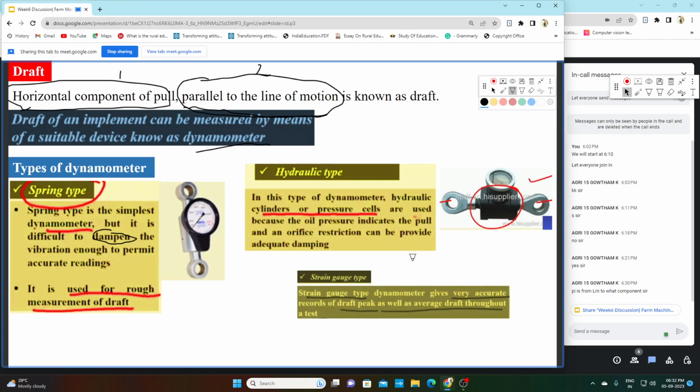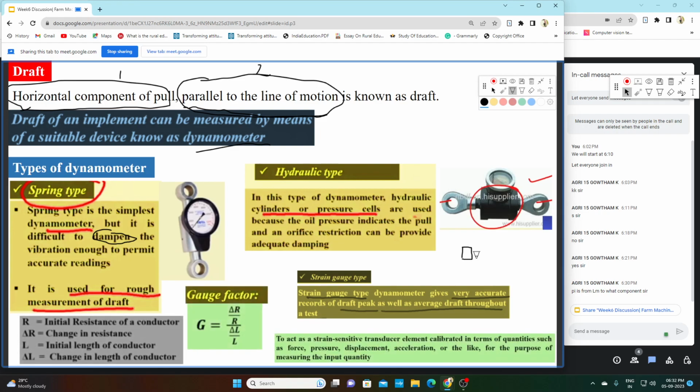And the last dynamometer, which is very much used in farm machinery, is the strain gauge type dynamometer. What is a strain gauge? Strain gauges are nothing but a sticker-like substance. We put the sticker where the force is acting. Every strain gauge has a factor called the gauge factor, which is constant for a particular strain gauge.